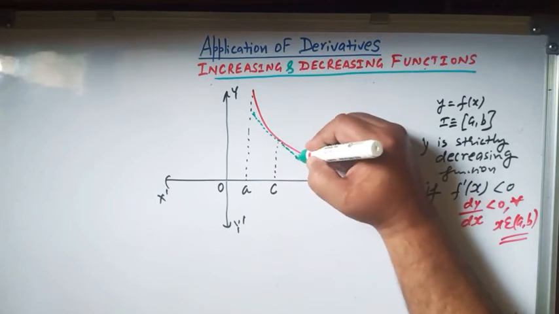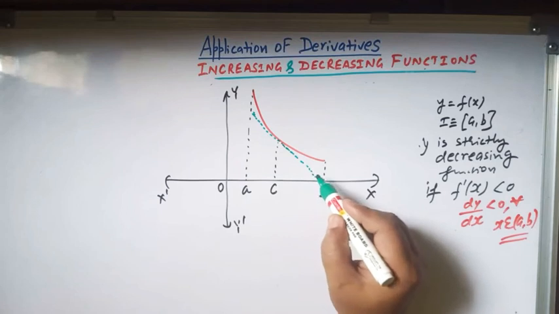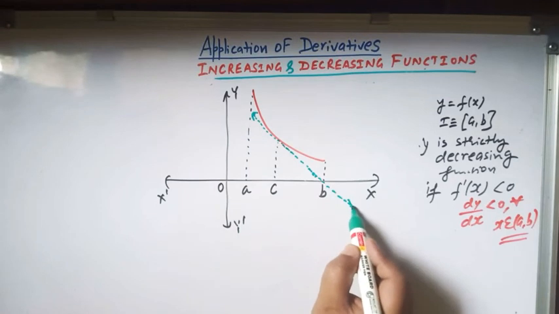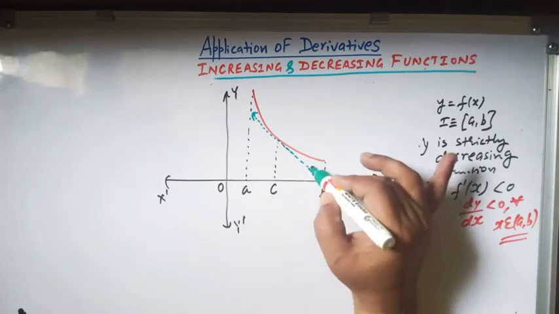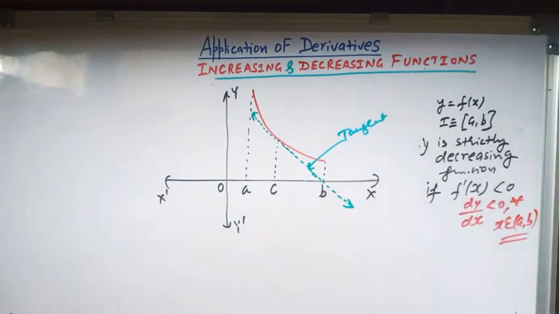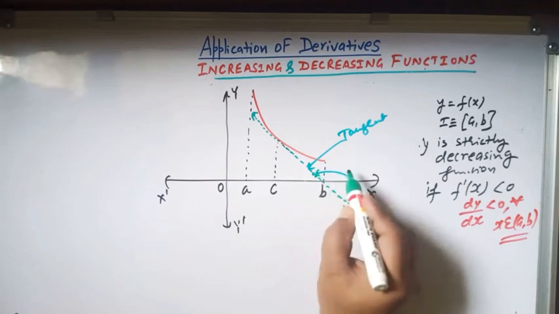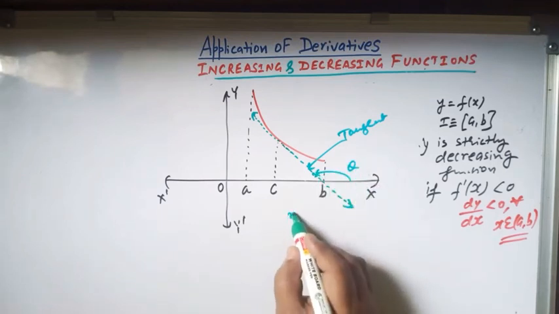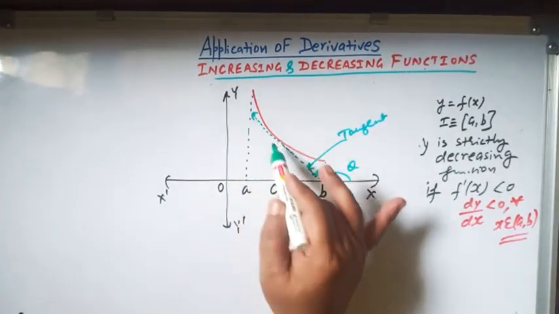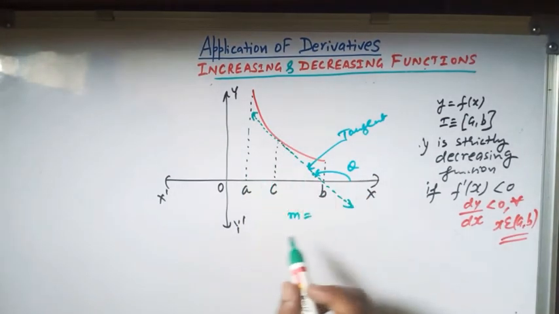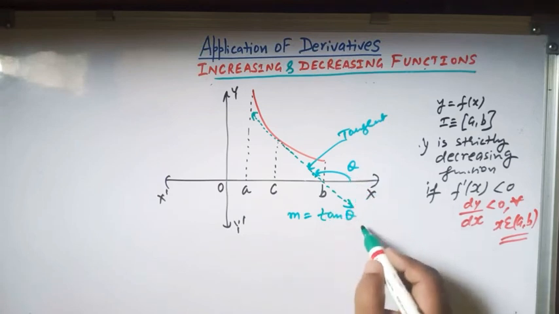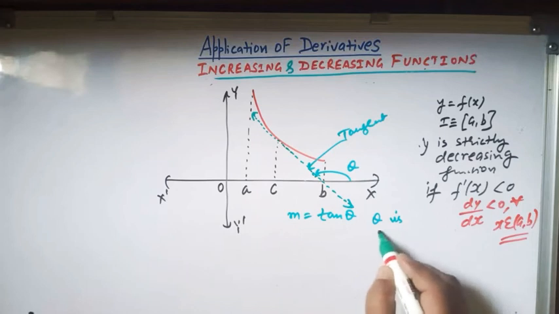At this point, this is the tangent. This is the tangent at this point C. Now here is the angle theta. We see that this is a strictly decreasing function, and the slope of this tangent is given by m equal to tan theta, and theta is an obtuse angle.